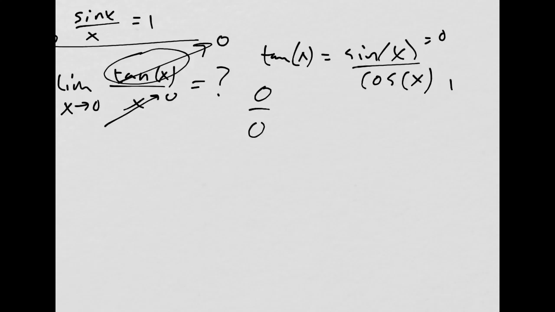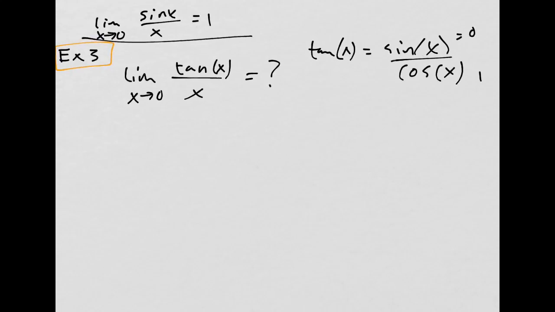And this 0 over 0 is an indeterminate form, meaning we don't know what that means. It's not necessarily 1. In this case, it turns out to be that, but it's not necessarily 1. Sometimes the limit doesn't exist. So, what can we do? We have 0 over 0. We need to do something.